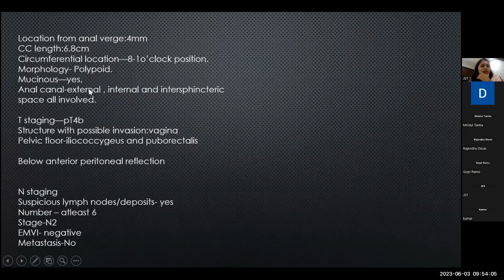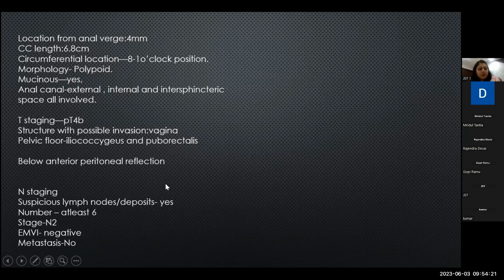So in the anal canal, we saw all the 3 structures, external sphincter, internal sphincter, and intersphincteric space, all are involved. So this upstages it to T4B, and possible invasion of even the vagina and the pelvic floor, where the iliococcygeus and puborectalis are. It's below the anterior peritoneal reflection.